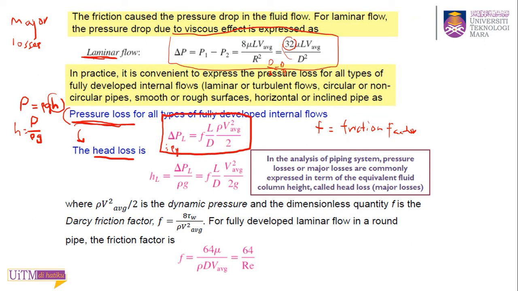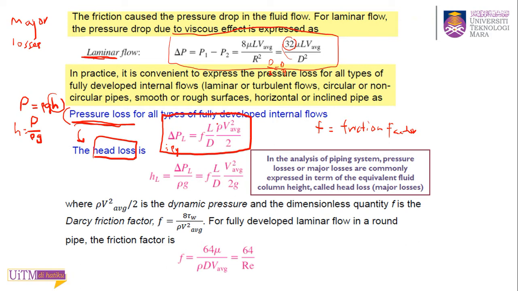So we will get the term what we call the head loss. Okay, and this term, the head loss, is commonly used when we want to calculate the pressure, the major loss in the piping system. Okay, we will use the head loss. So just the pressure loss divided by rho times g. So from this equation you will get f times L over D times V squared over 2g.